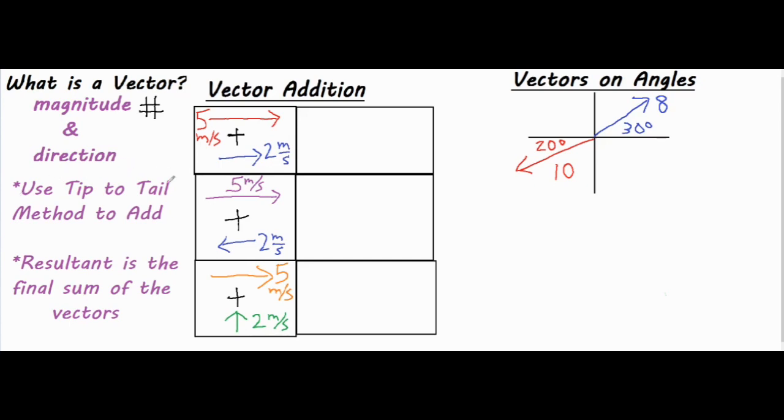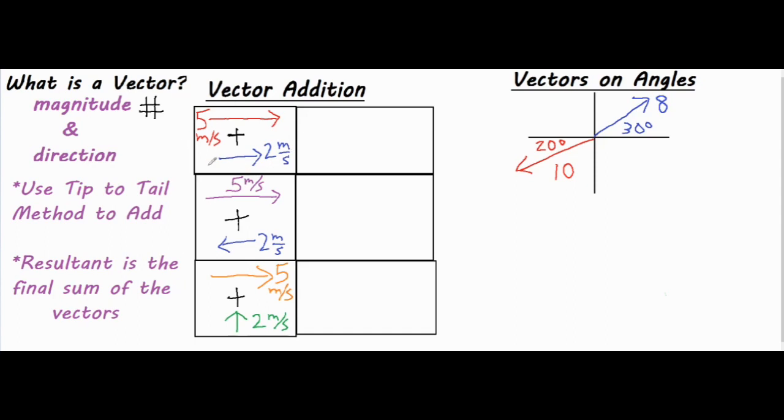Now, the way you're going to add them is something called the tip-to-tail method, which is basically saying that the tip of one arrow, or the tip of one vector, is where the next one starts. And then the resultant is the final sum of the vectors. So it's taking a point that is the very beginning of your first arrow to the tip of your very last one. So I'll show you three simple examples, and then I'll do one that's a little bit more complicated.